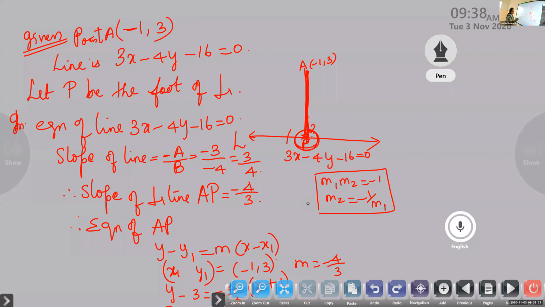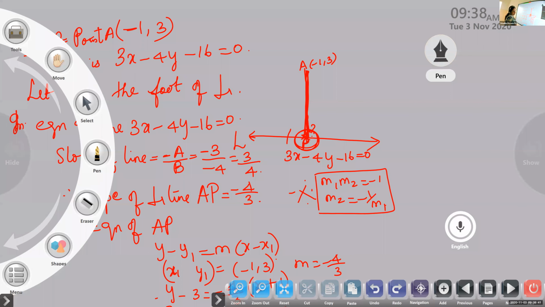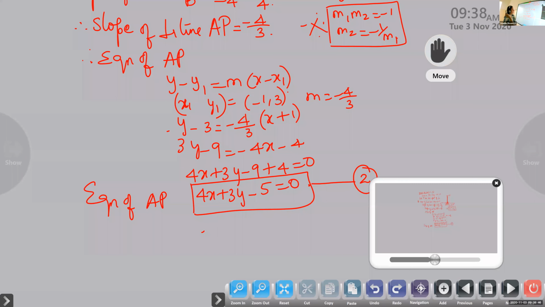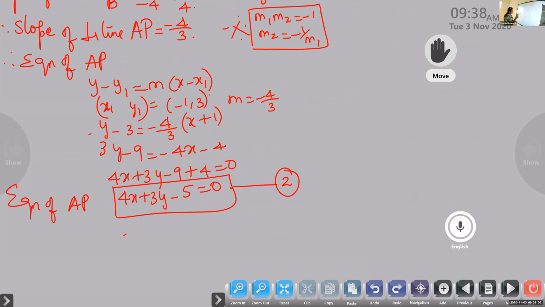Now, point is given, slope is given. So what is the equation of AP? We are using the formula y minus y1 is equal to m into x minus x1. When you apply this formula, we get the equation of the line as 4x plus 3y minus 5 is 0. Up to this, is it okay? This is the equation of the line.